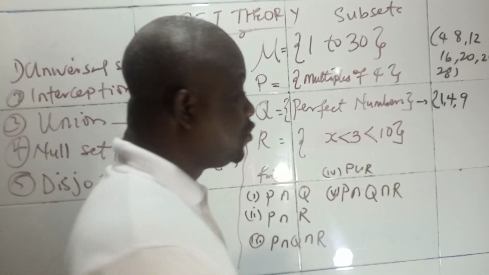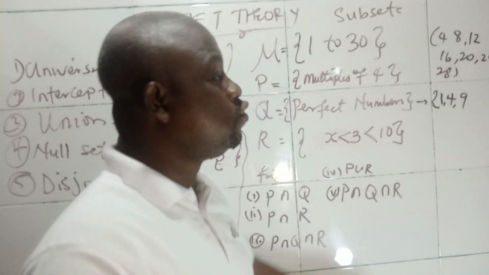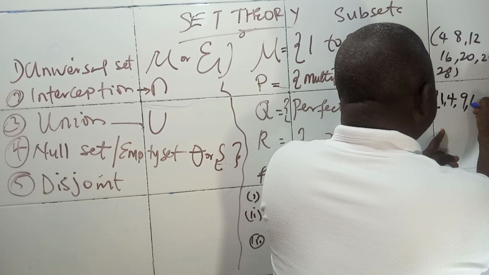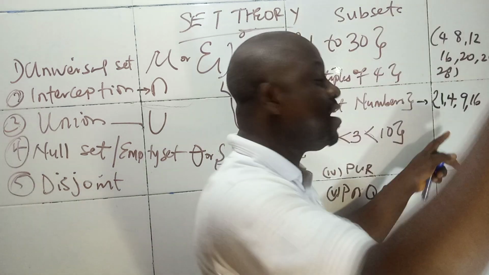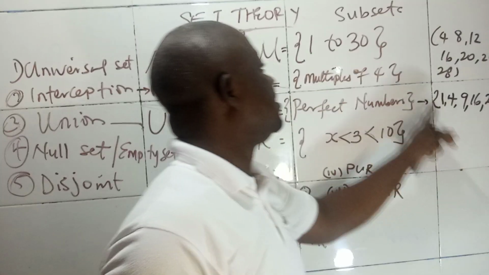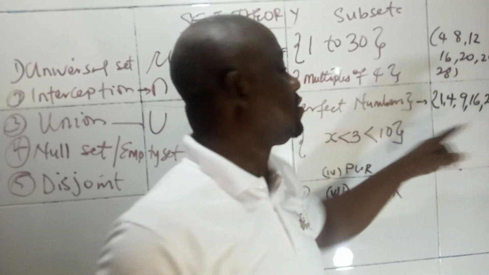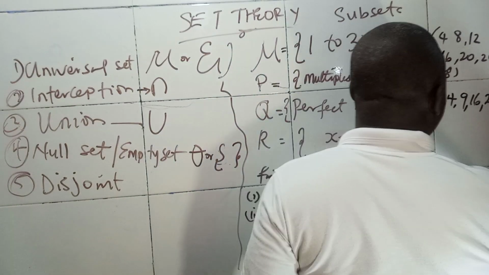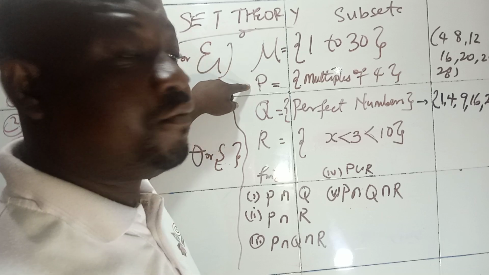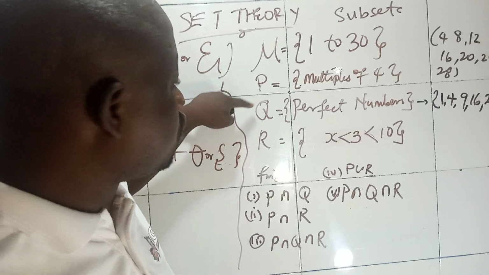And how do you know this? It's very simple. Just go to the smallest number. The smallest number is 1. 1 times 1, 1. 2 times 2, 4. 3 times 3, 9. 4 times 4, 16. 5 times 5, 25. 6 times 6, 36. Is 36 not more than this? It's more than 30. So 36 is not part of this subset Q. So we have gotten the contents of subset P. We have gotten the contents of subset Q.